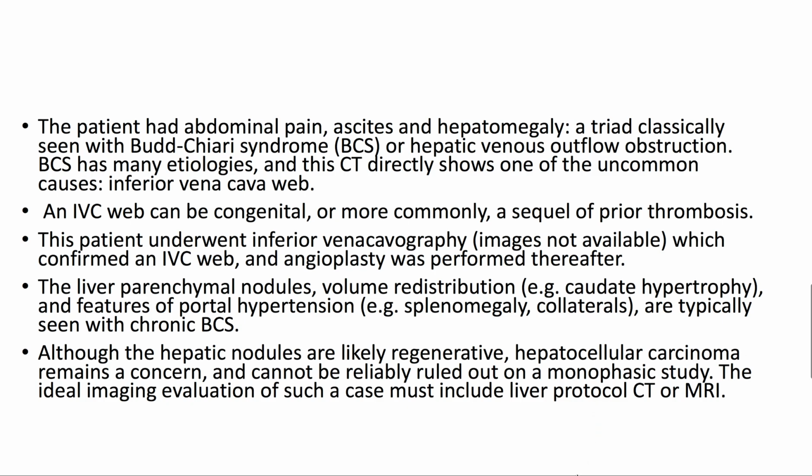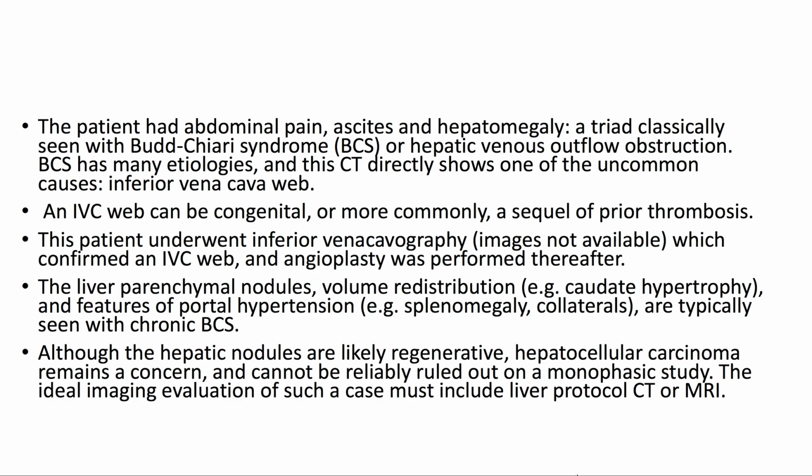This patient had abdominal pain, ascites, and hepatomegaly, a triad classically seen with Budd-Chiari syndrome, or hepatic venous outflow obstruction. Budd-Chiari syndrome has many etiologies, and this CT directly shows one of the uncommon causes, an inferior vena cava web. An IVC web can be congenital or, more commonly, a sequela of prior thrombosis.